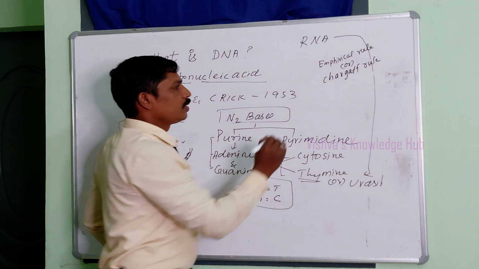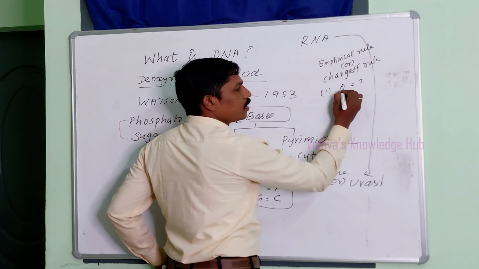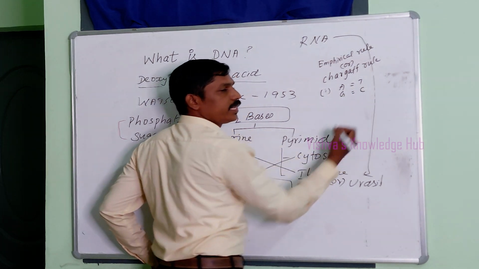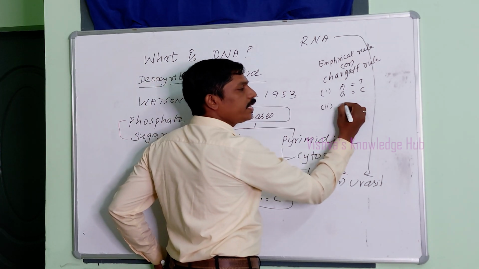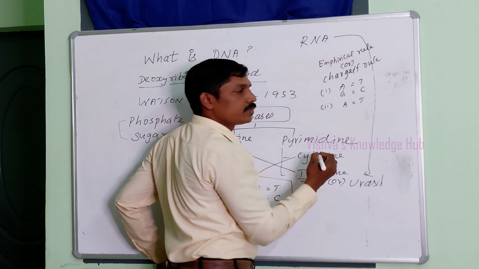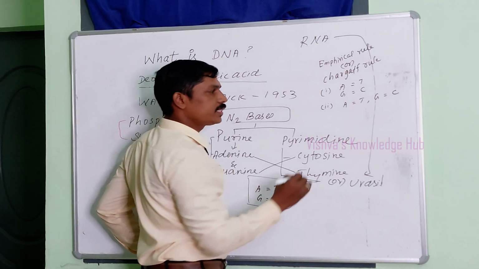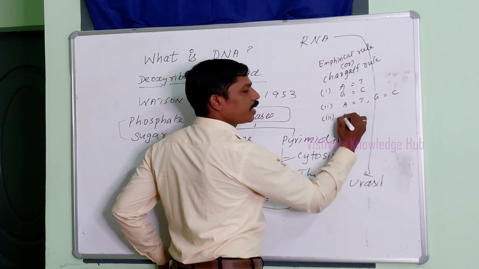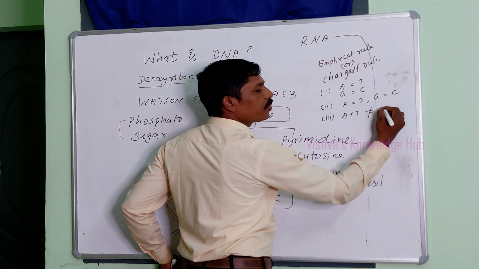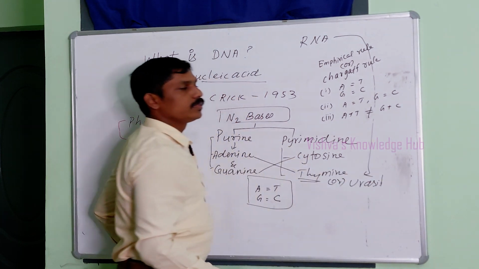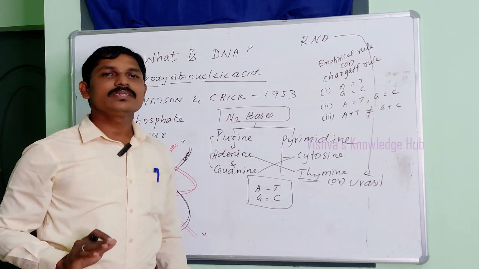What is the rule? The first rule is adenine always binds with thymine. Guanine always binds with cytosine. This is the first rule. Second rule, the number of adenine equals the number of thymine. The number of guanine equals the number of cytosine. What is the third rule? The number of adenine plus thymine is not necessarily equal to the number of guanine plus cytosine. These are the three empirical rules which were proposed by Erwin Chargaff.